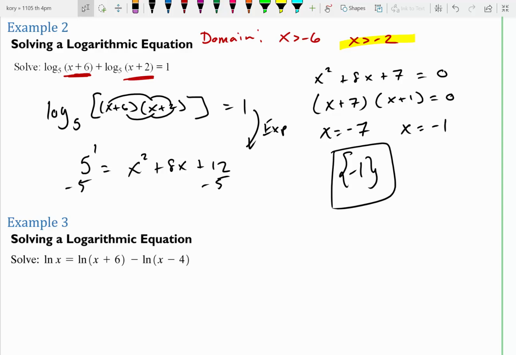Okay, so my question is, why did you choose negative 1 instead of negative 7? Because the domain, we're looking at the bigger number in the domain. So is negative 7 greater than negative 2? No. Is negative 1 greater than negative 2? Yes, that's why we picked that one.